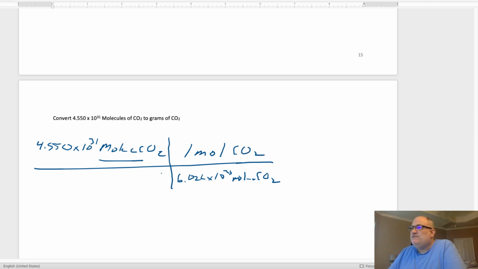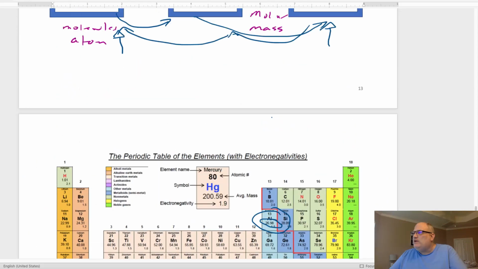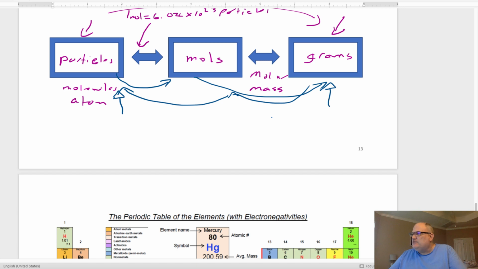So we've set this up in such a way that we can cancel out the molecules of CO2, cancel each other out. And we're left with moles. And again, if we were to stop right here, we'd actually know how many moles there were in that number of molecules. But the problem doesn't ask us to go to moles, it asks us to go to grams. And here's what we're missing. We need to figure out what the molar mass is, because the only way we can go between moles and grams is by using the molar mass.